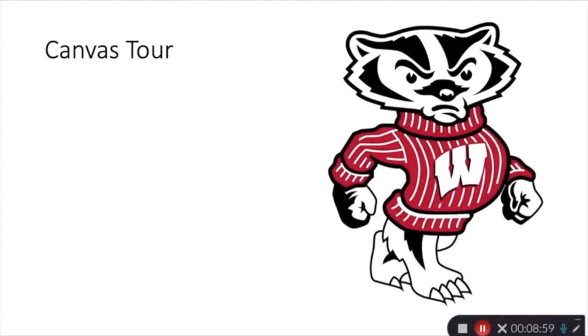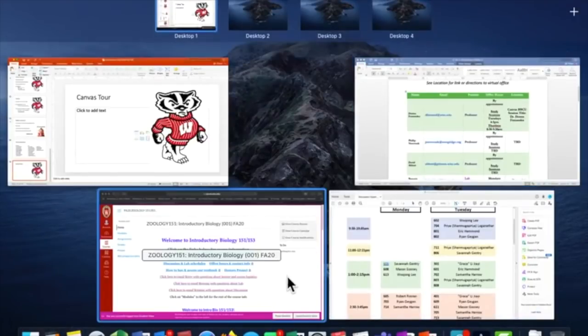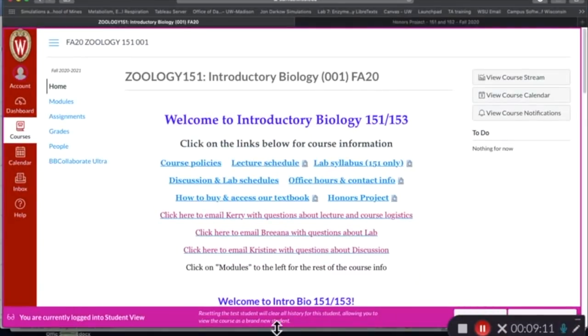All right, and now we are back on for a Canvas tour. So we are going to hop out of this, and you'll see down here student view. This is your home page for 151 this semester. Let me take you through some of these things: course policies, the lecture schedule, lab syllabus, discussion and lab schedules, office hours and contact information.